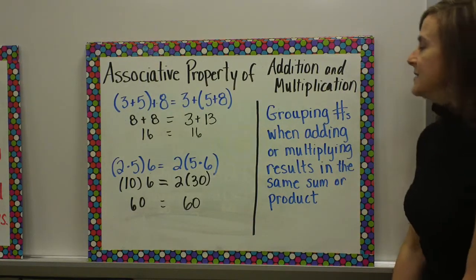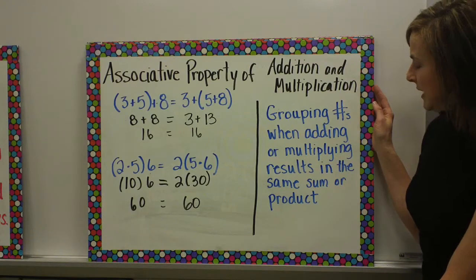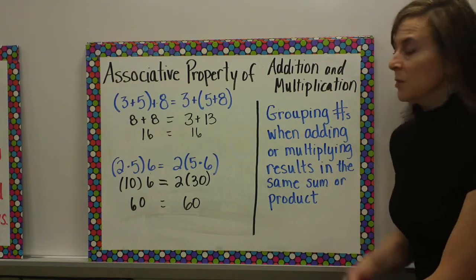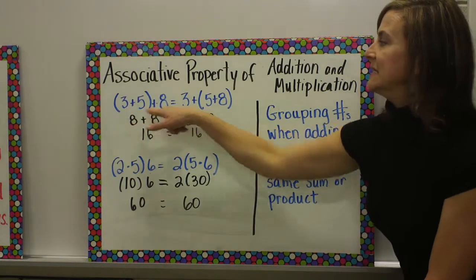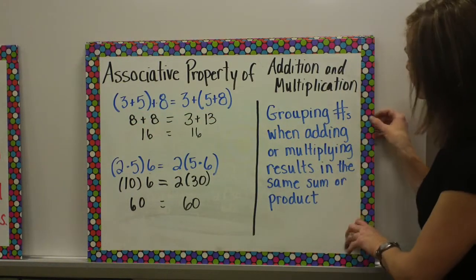Basically, the rule says that when you are grouping during addition or multiplication, the results are going to be the same. Your sum or your product is going to be the same. It doesn't matter how I group the numbers.